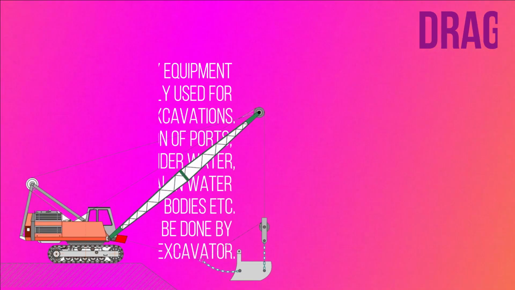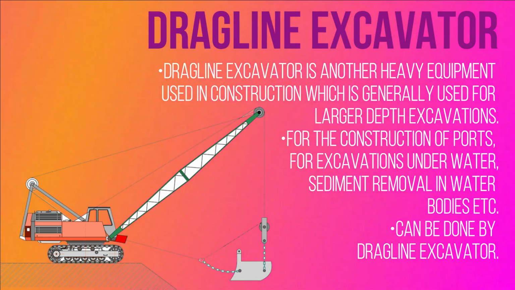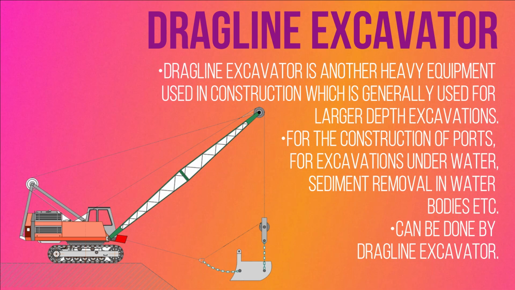Dragline excavator is another heavy equipment used in construction, which is generally used for larger depth excavations. It consists of a long boom, and the digging bucket is suspended from the top of the boom using a cable. Construction of ports, excavations underwater, sediment removal in water bodies etc. can be done by a dragline excavator.